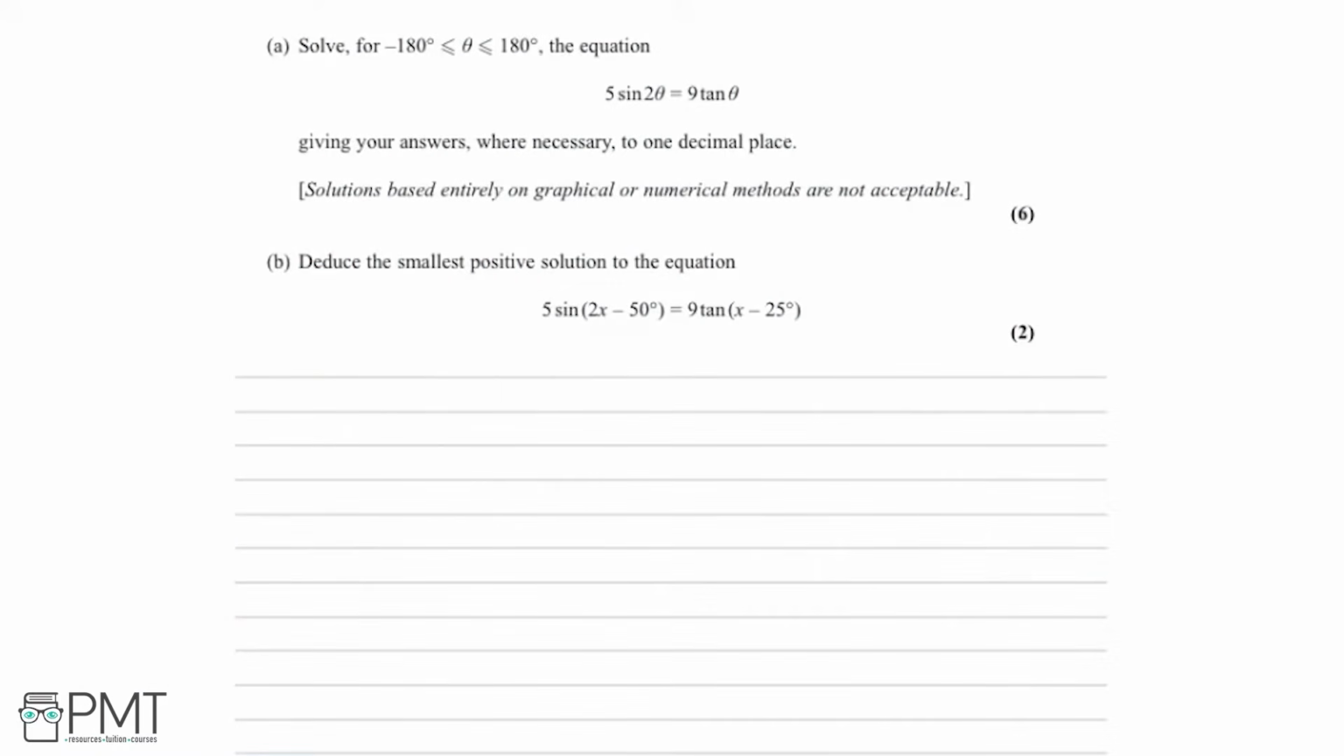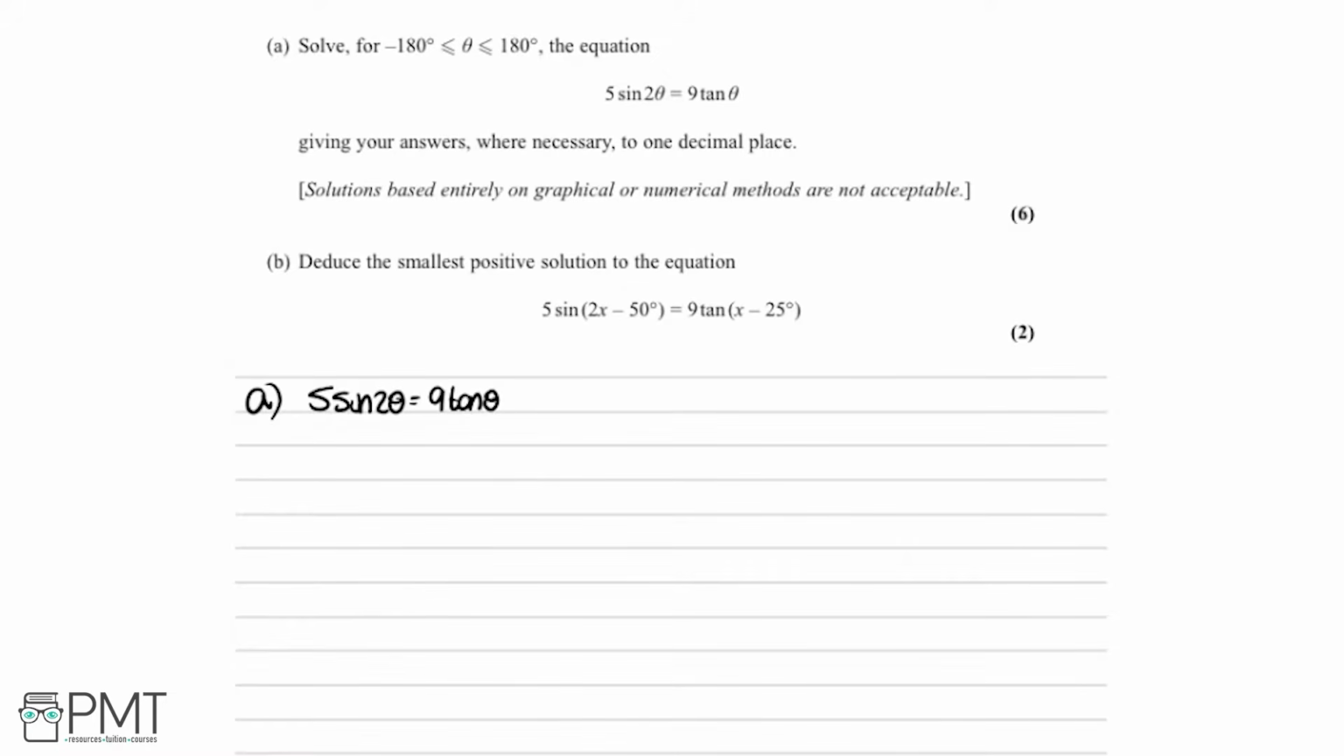So part A says we need to solve, for this range of values of theta, the equation 5 sine 2 theta equals 9 tan theta, giving answers where necessary to 1 decimal place. And it also says here, solutions based entirely on graphical or numerical methods are not acceptable. So we're going to need to use some algebra to complete the question. And this is a 6 mark question. And first I'm just going to write down the equation that we've been given. So that's 5 sine 2 theta equals 9 tan theta.